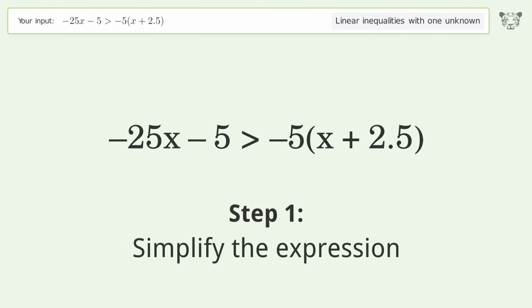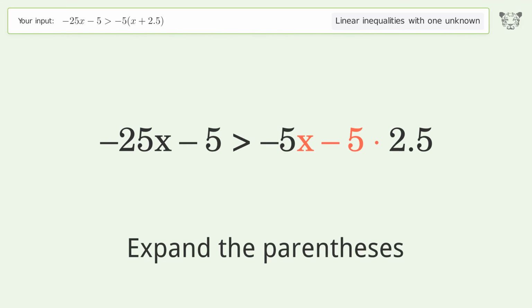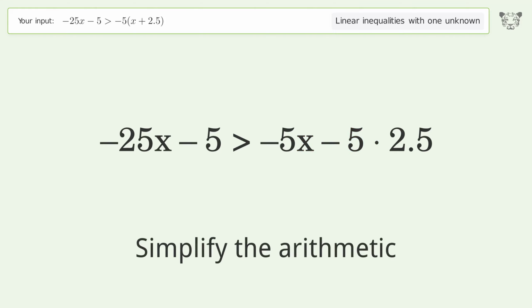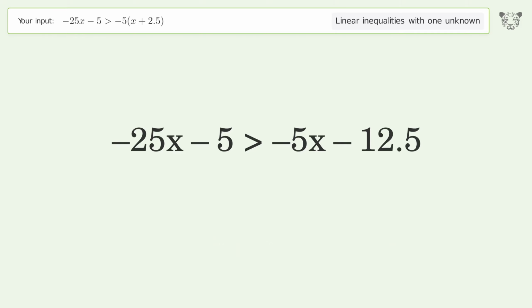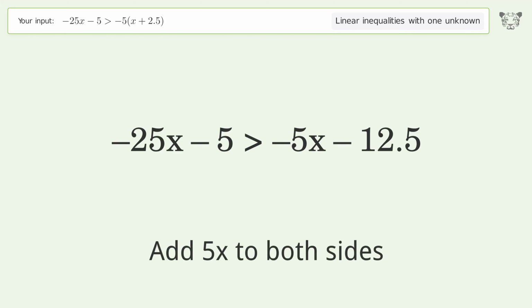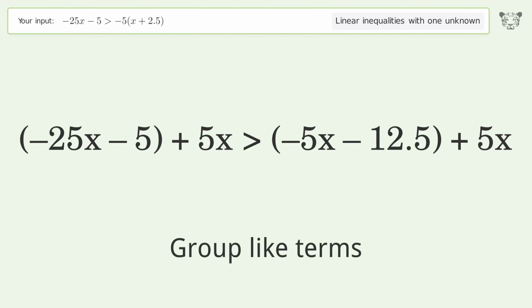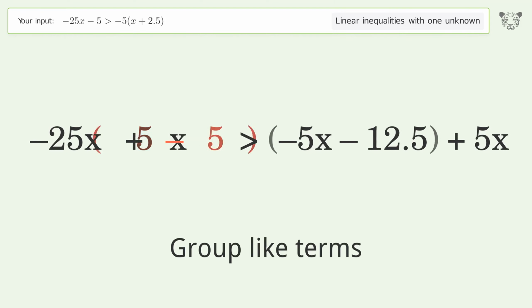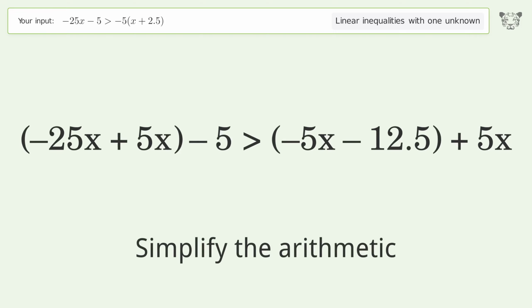Simplify the expression. Expand the parentheses. Simplify the arithmetic. Group all x terms on the left side of the inequality. Add 5x to both sides. Group like terms. Simplify the arithmetic.